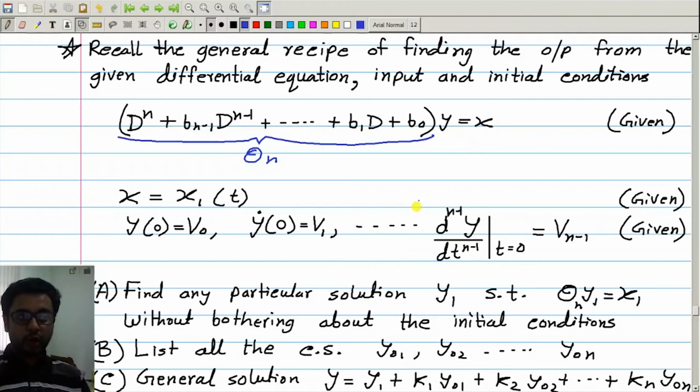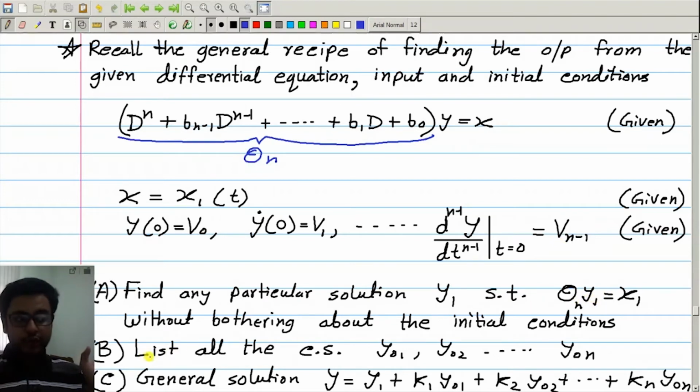So if this is the problem that we have to solve, then first we will find any one solution y1 which will satisfy this equation on y1 equal to x1. That means if I put y1 here and x1 here, they should satisfy this differential equation together, but without bothering about the initial conditions. The initial conditions may or may not be satisfied by y1, no worry about that.